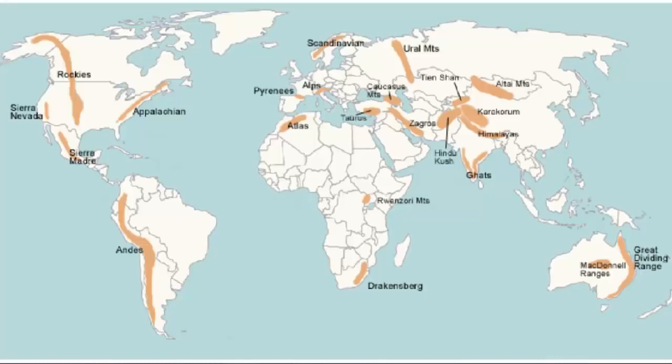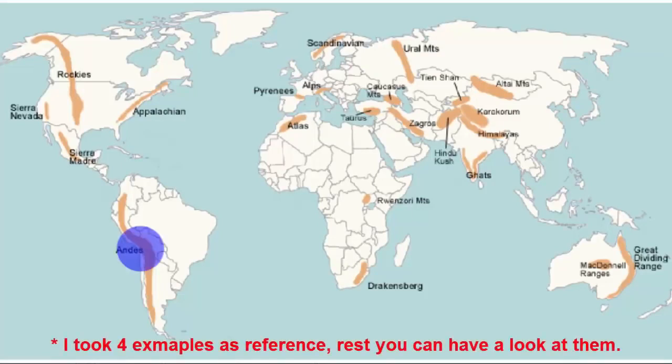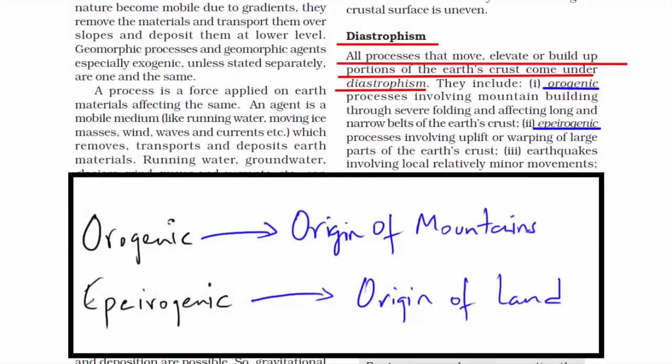Now let me show few places of Earth where this kind of mountain building processes took place. You'll find long mountain ranges in all these places. Here we have the Andes, then here is Himalayas, then here is Ural Mountains. This part is known as Rocky Mountains of Western United States. So always remember orogenic is a mountain building movement and epeirogenic is a land forming movement.